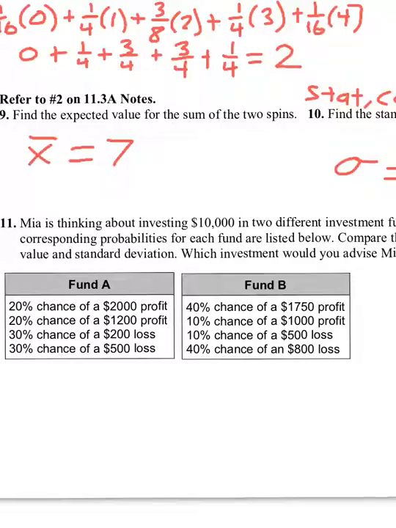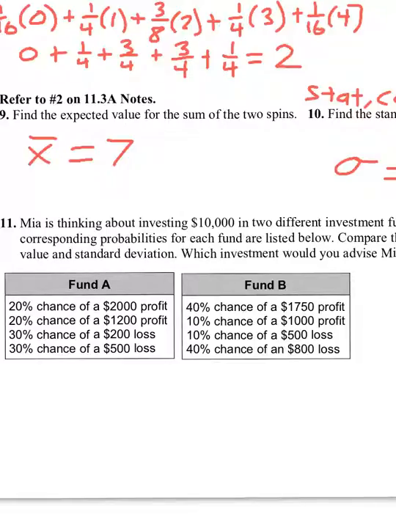So I'm going to go back to Stat Edit. I'm going to clear out L1. I'm going to clear out L2. In L1, I'm going to put the different possibilities. So I'm going to put 2,000, 1,200, negative 200, negative 500.